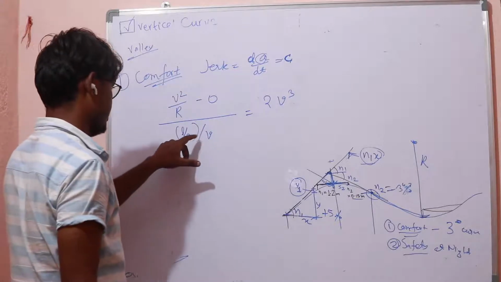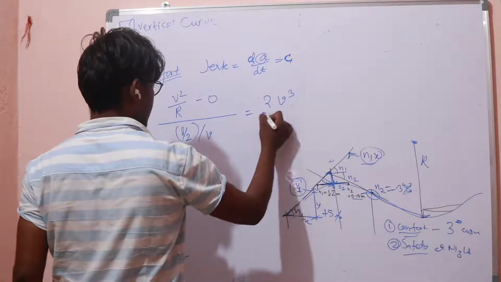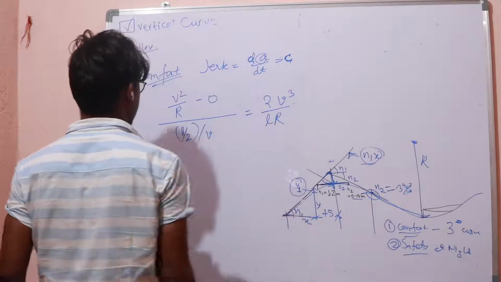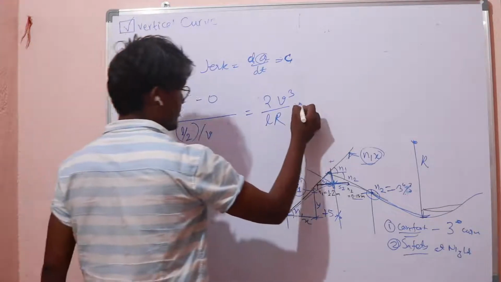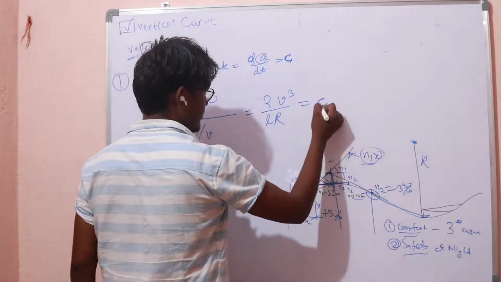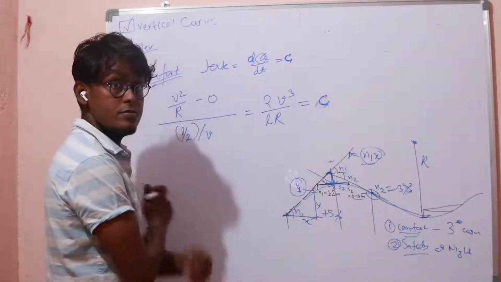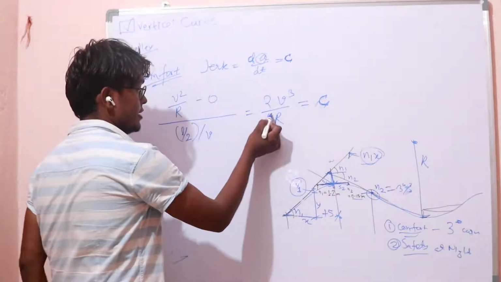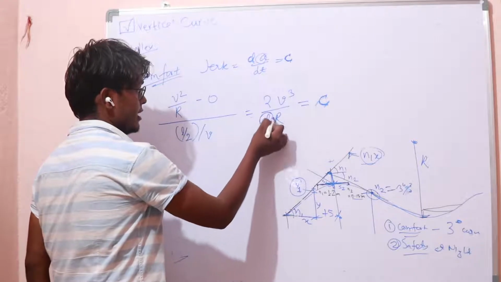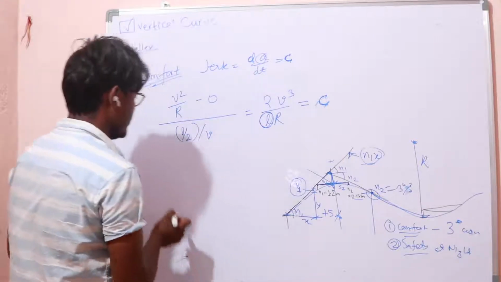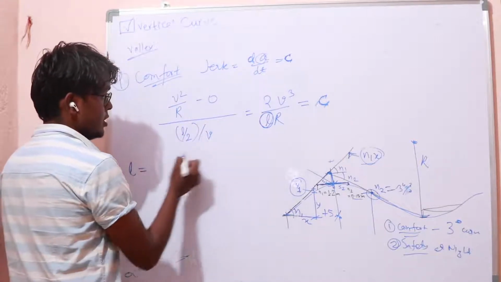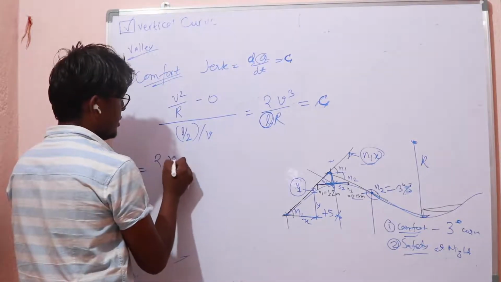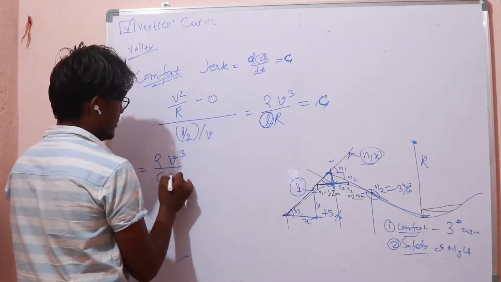2v cubed over LR, and this equals C. Now we have to find the length of the valley curve L. So L equals 2v cubed over CR.